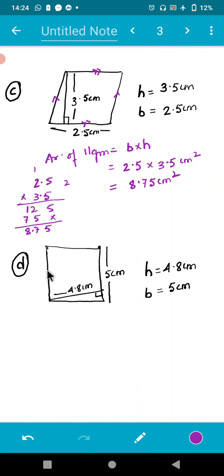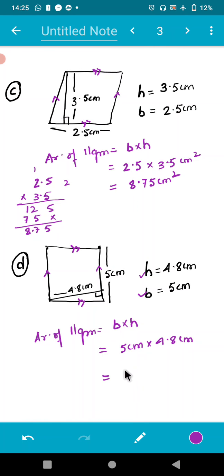This is also a parallelogram, students. This time they have given the distance between these two parallel sides, which is the height, 4.8, and base is given 5 centimeter. So area of parallelogram is equal to base into height, and this would be equal to 5 centimeter into 4.8 centimeter. Now if you multiply it, you will get the answer as 24 centimeter square. Okay, so this is all about question number 1.